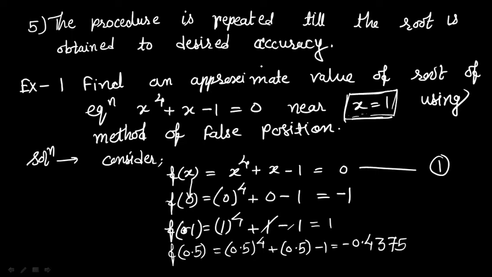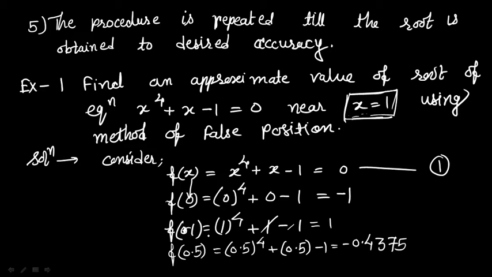Okay. Now we discuss here one problem. Example number 1. Find an approximate value of the root of the equation. This is the algebraic equation near x equal to 1 using method of false position. Now here consider first step f of x equal to this, which gives equation number 1. Now we choose two values of x such that for one value f of x is positive, for another value f of x is negative. Now if we consider f of 0, its value is minus 1.